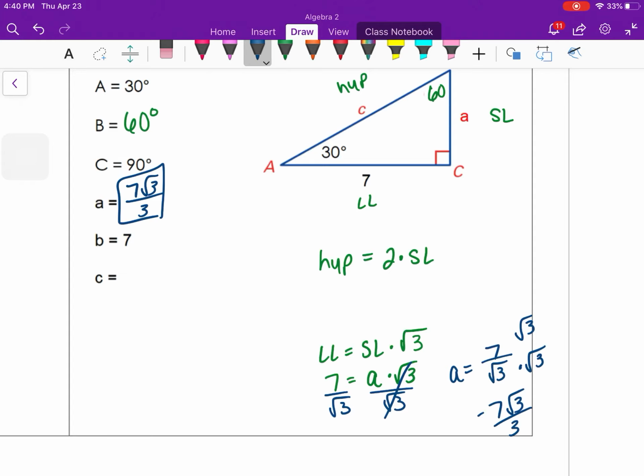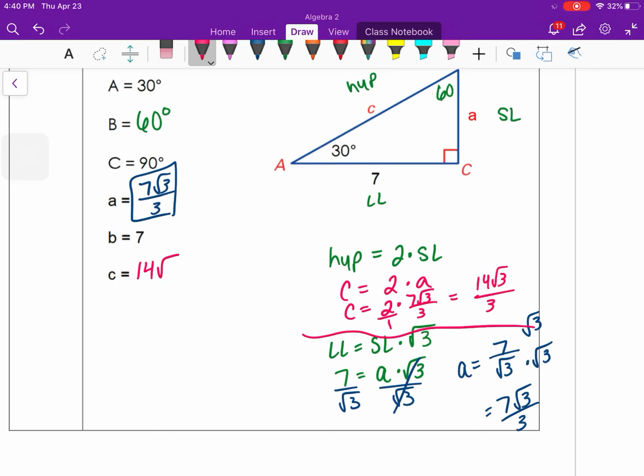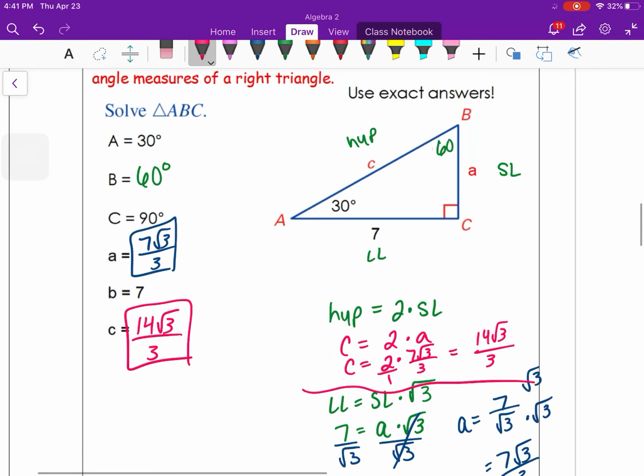So now that I know that that's my short leg, I know that the hypotenuse, or my variable C in this case, is equal to 2 times A. So C would equal 2 times 7 square roots of 3 over 3, which is going to be 2 over 1 times that. So it's going to be 14 square roots of 3 on top, and then 1 times 3 is 3 on bottom. So 14 square roots of 3 over 3. All right, I think that's it for that one.